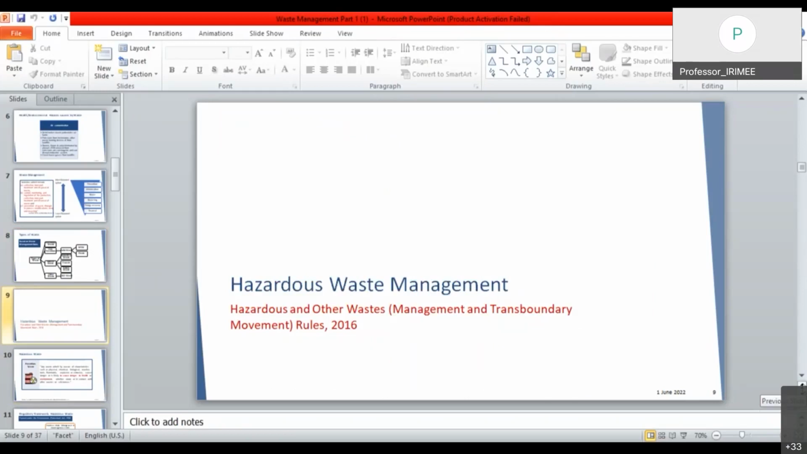Different rules have been framed to handle different types of waste. For hazardous waste, the Hazardous and Other Waste Management and Transboundary Movement Rules have been framed in 2016.